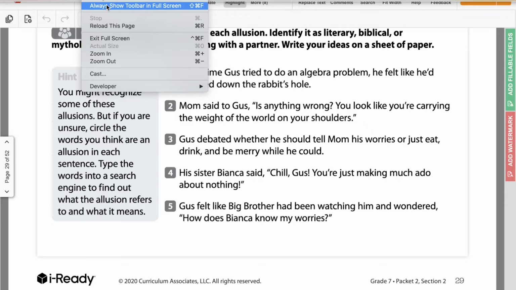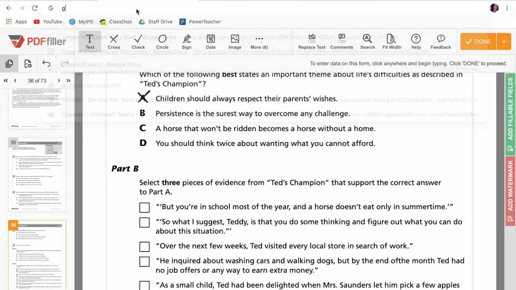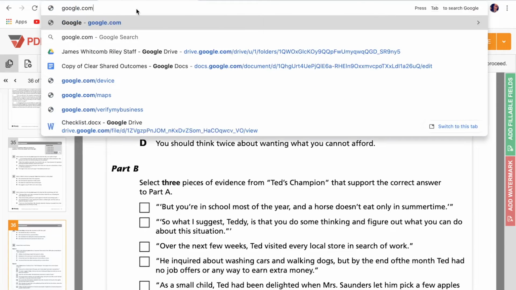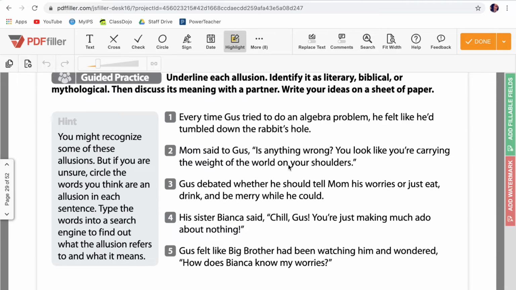So we'll go ahead and get Google pulled up here. That way we can be ready. We'll get Google pulled up here. That way we can search it if we need to. So basically whenever you don't know the allusion, you're looking for something that maybe kind of doesn't fit in or kind of doesn't make sense, something that you don't understand the meaning of, and that's probably the allusion there.